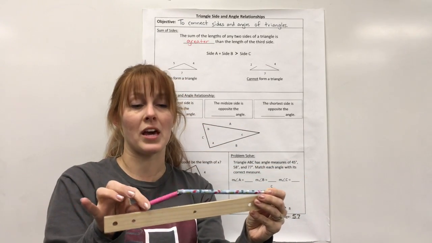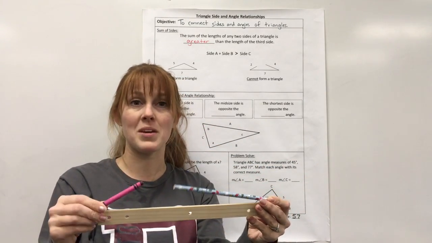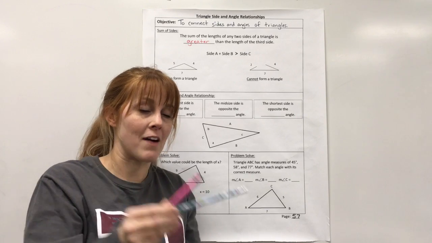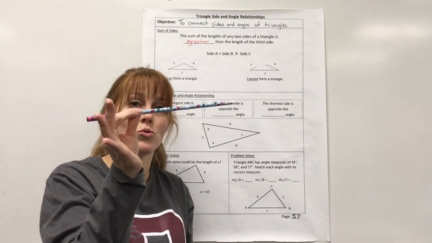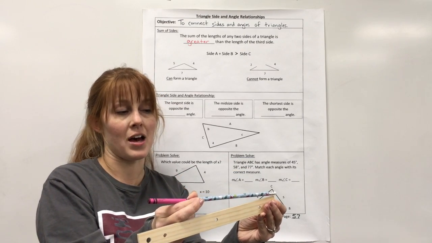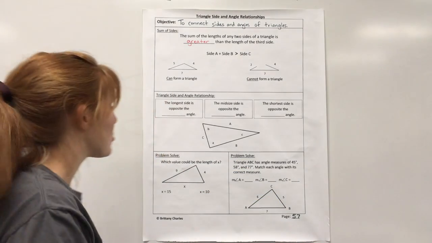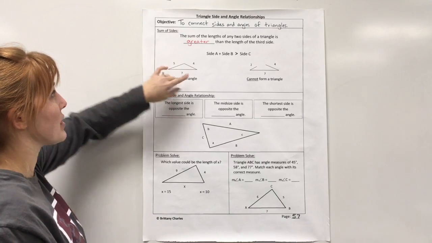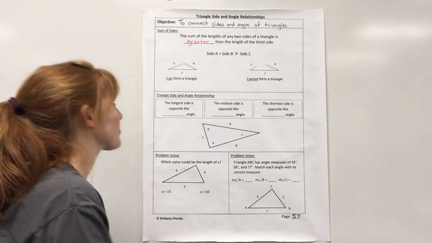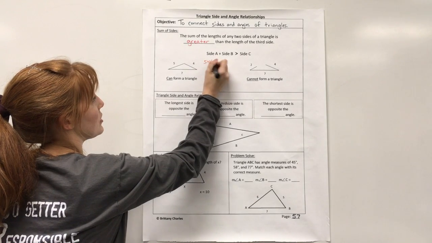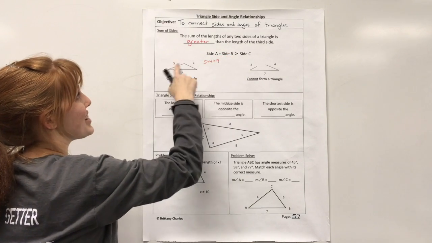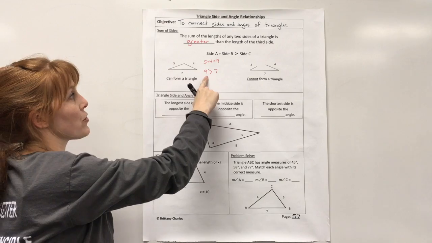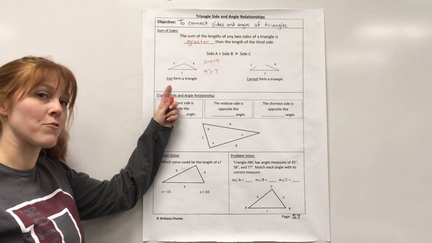So if you have two lengths that are shorter than the third side, they'll never meet, so they can't make a triangle. So the rule is the sum of two of your sides has to be greater than that third side. Otherwise, it's not going to make a triangle. Here's the example I gave you. We have 5, 4, and 7. If you add 5 and 4, that equals 9. 9 is greater than 7, so the sum is greater than my third side. So yes, it can form a triangle.